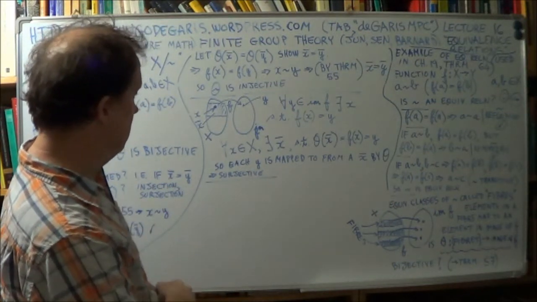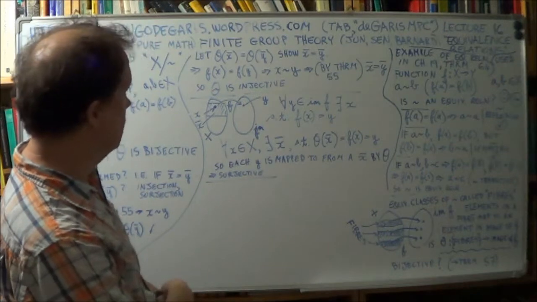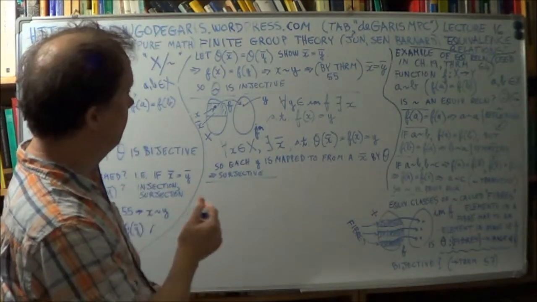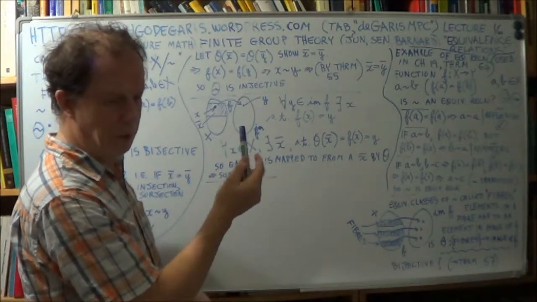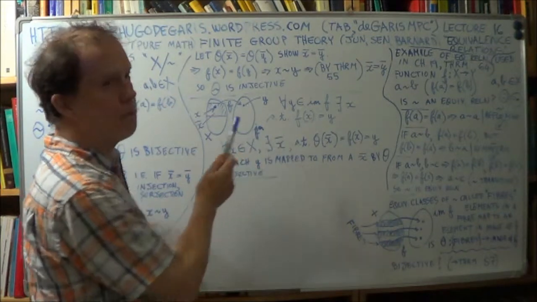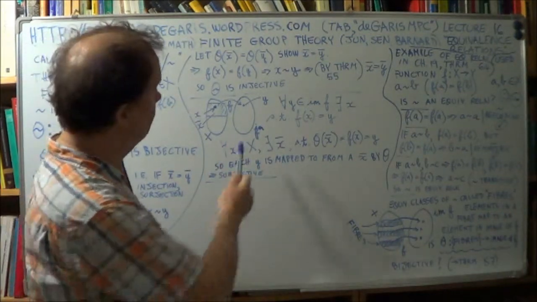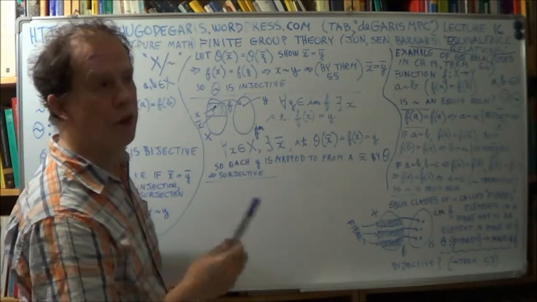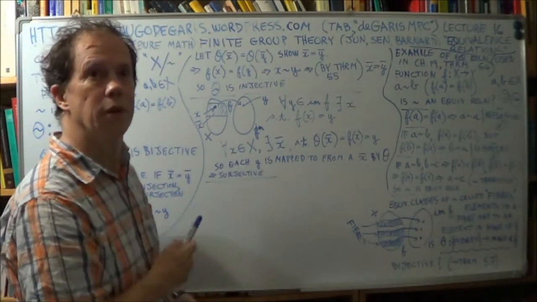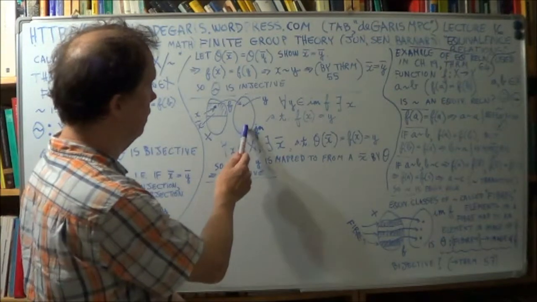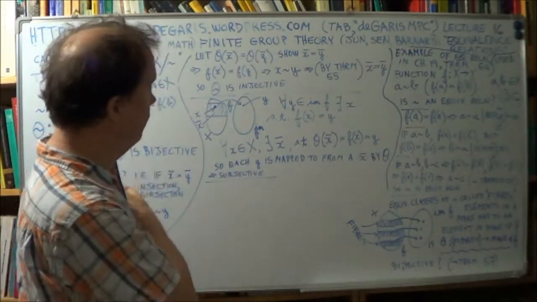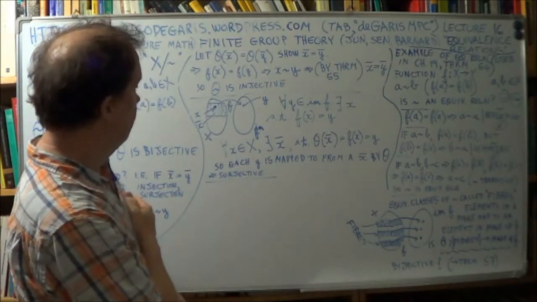All right. Now let's try to show that it's surjective. And what does that mean? If a function is surjective, that means every element in your target set is mapped to. There are no stragglers, no isolated members that are not mapped to. They're all mapped to.